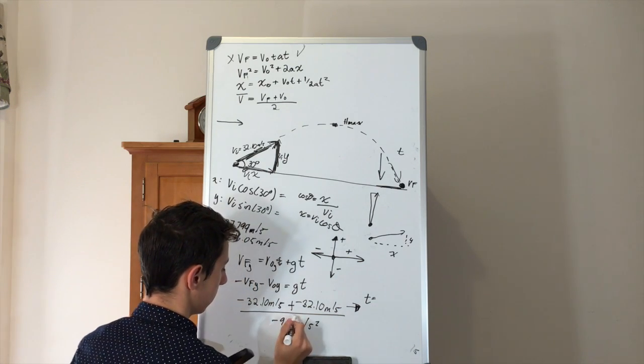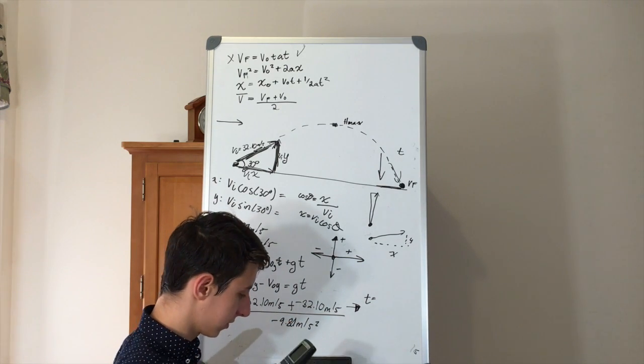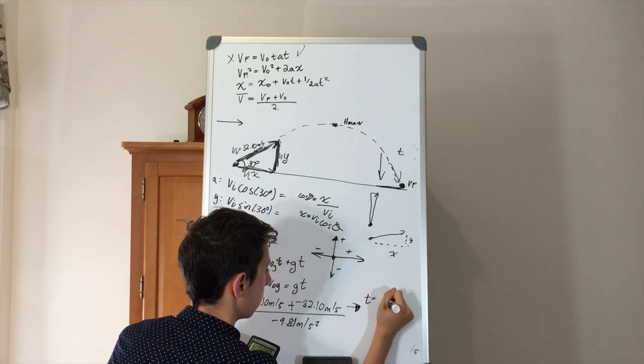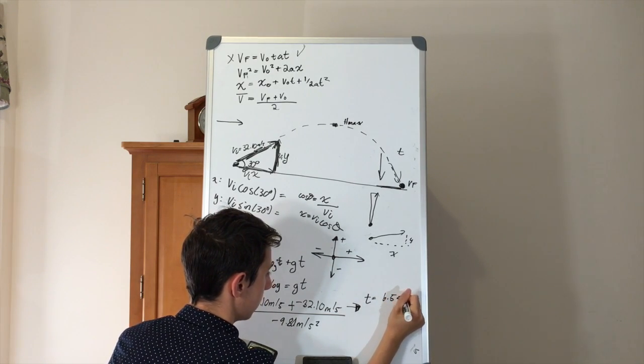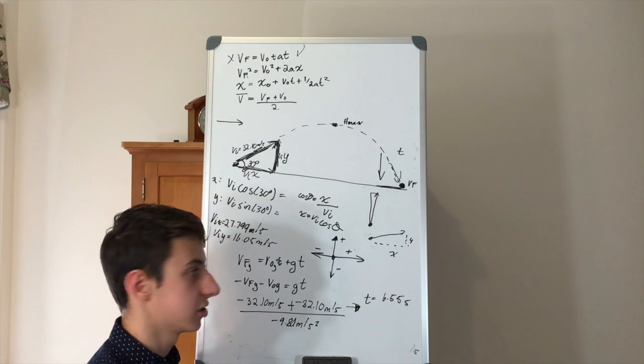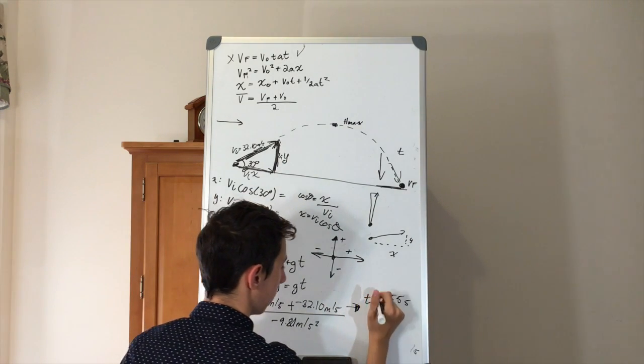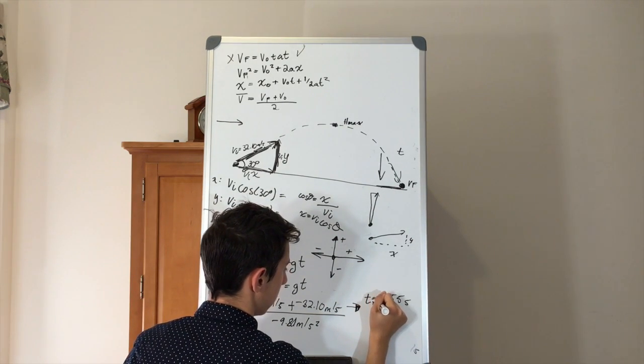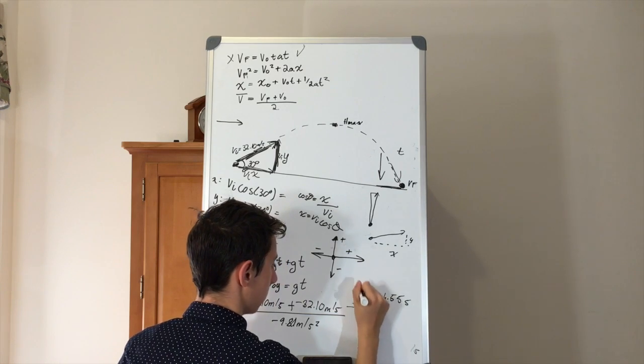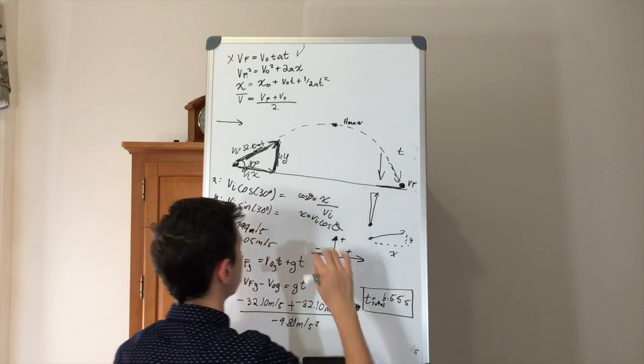again, 9.81, 9.80. Okay, 6.55 seconds, and I left extra digits in my calculator. So now we have our total time, and that is actually one of the questions that was asked. What is the total time?